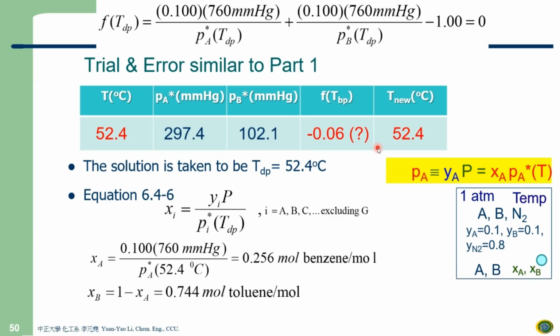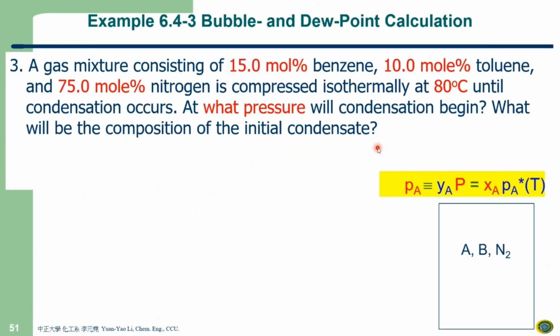Okay, please do this by yourself. Question 3: a gas mixture consists of 15% benzene, 10% toluene, and 75% nitrogen and is compressed isothermally. Isothermally means what? Temperature is constant at 80 Celsius. So 80 is constant until the condensation occurs. At what pressure will condensation begin? What will be the composition of the initial condensate? The important thing is that this is the initial condition.